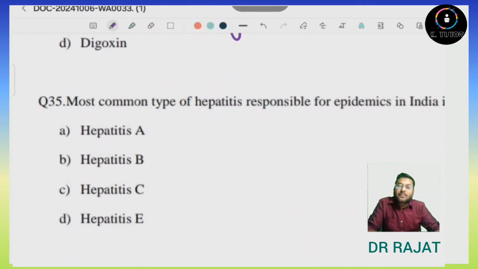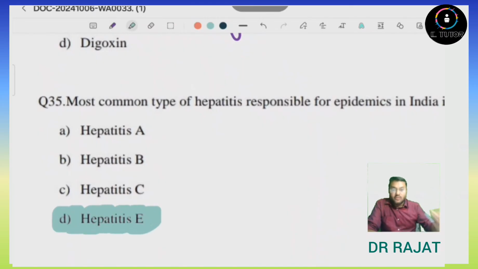Next question is, most common type of hepatitis responsible for epidemics in India. So we know that hepatitis B is common in India, but they are asking about the epidemics. So most common cause of epidemics in India is hepatitis E. So what is epidemics? Epidemics mean they are asking about the acute hepatitis. So most common cause of acute hepatitis is also hepatitis E in India, and second most common is hepatitis A. If we talk about hepatitis B and C, then they are cause of the chronic hepatitis. So answer here will be hepatitis E.